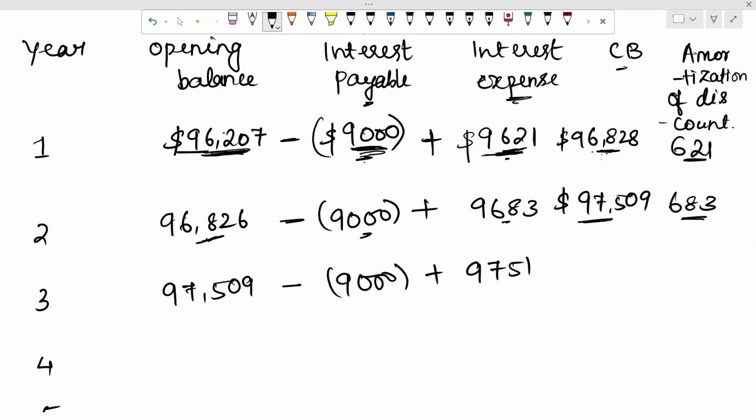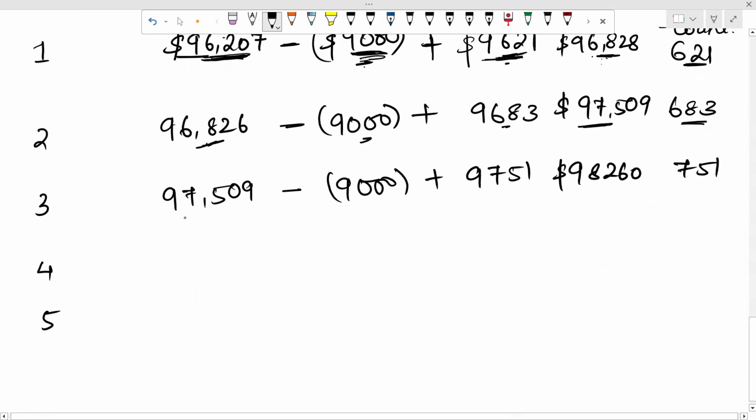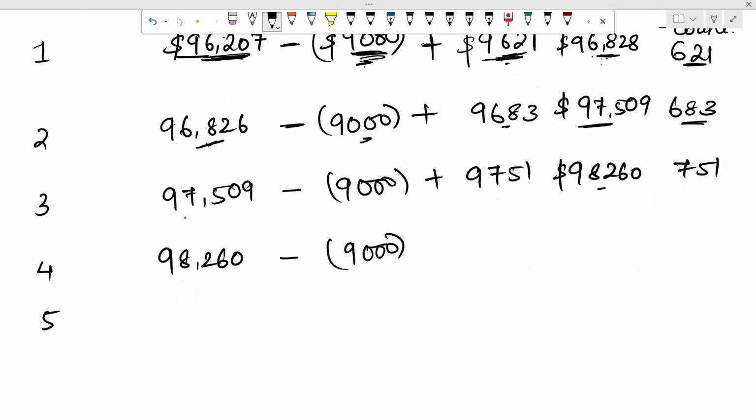So what will be the closing balance? It is 97,509 plus 9751 minus 9,000. We get the closing balance as $98,260. So the amortization of discount is 751. Closing balance of third year became the opening balance of fourth year, 98,260. Interest payable remains constant at 9,000.